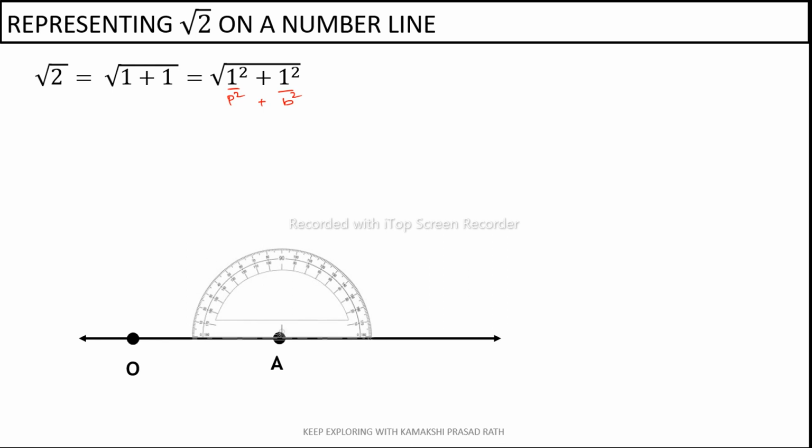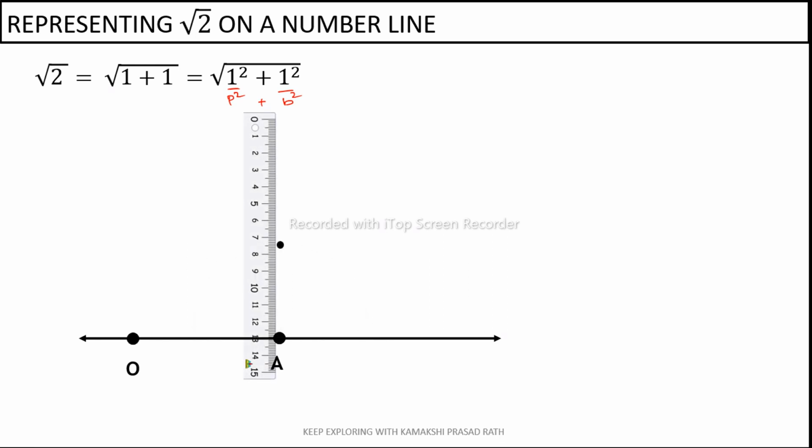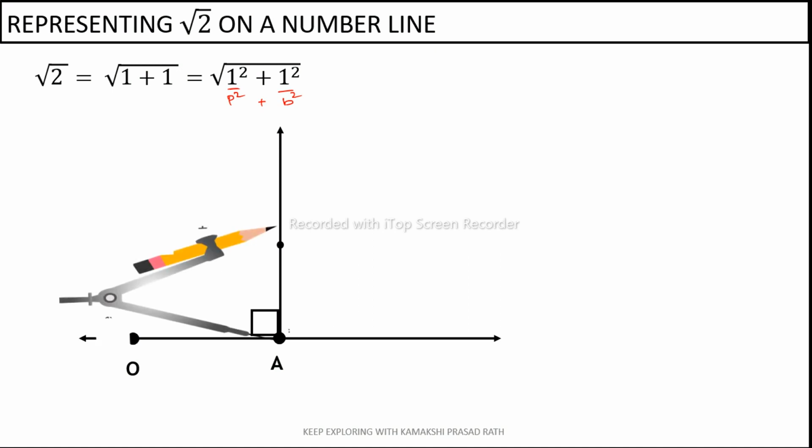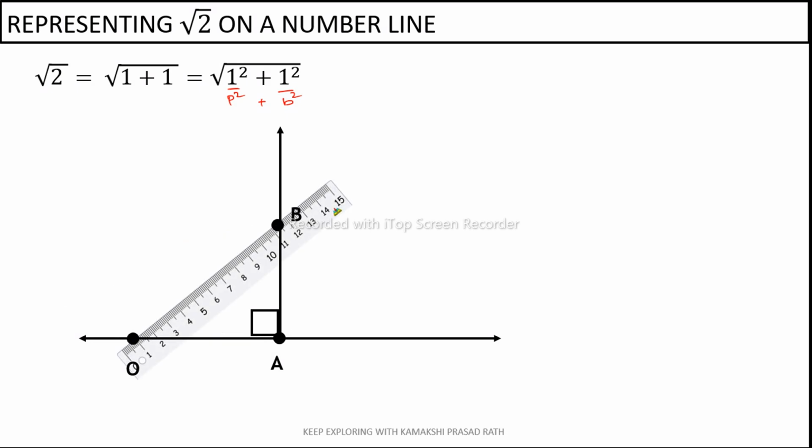Now see. We need the perpendicular also as 1 unit. For that, first we will need to draw a perpendicular line from A. Now we know that the base is 1 unit, so the perpendicular also has to be 1 unit. Then we'll measure OA and mark the same radius and mark the point as B. So OA and AB both will be of 1 unit. Then we'll join O to B and get our hypotenuse.